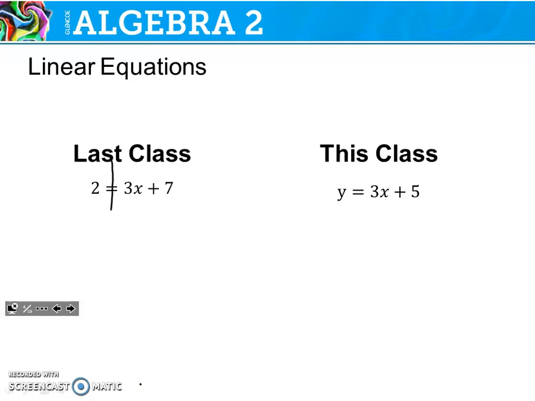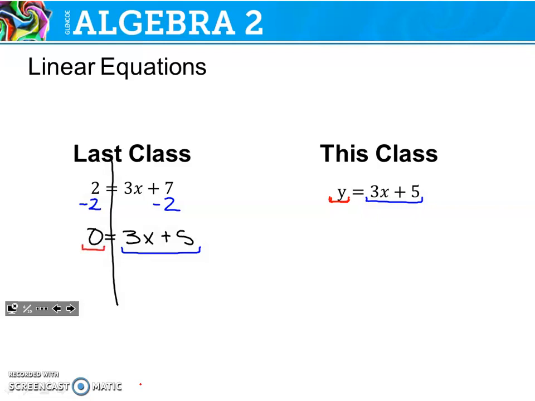So if I were to make this side equal 0, subtract 2, I'd subtract 2, and when I do that, I end up getting that 0 equals 3x plus 5. Notice 3x plus 5, 3x plus 5. That is the exact same thing, right? So the only difference is that this one has a y, and this one has a 0.